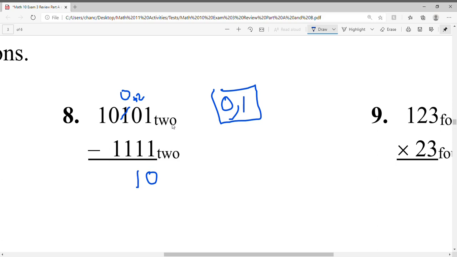Again, I cannot subtract 1 from this 0. We'll have to borrow. There's nothing to borrow from this 0. So we'll have to borrow from the 1 first. This becomes a 0, and this becomes a 2. Now we'll borrow from that 2. This becomes a 1. And we'll have to add that 2 to here, so we'll add 2 to it. And then we'll subtract. What's 2 minus 1? That's 1. And 1 minus 1, that gives us a 0, so we'll leave that alone. So here's our solution. 1, 1, 0. Don't forget the base. This is base 2.